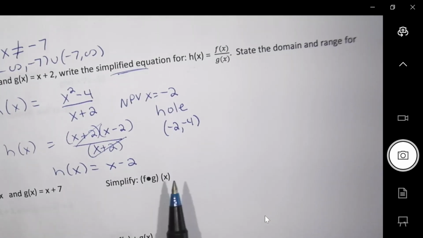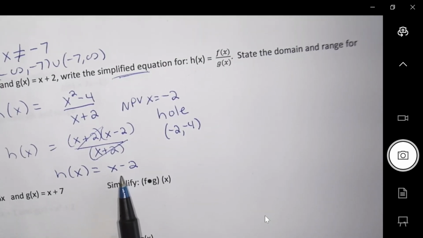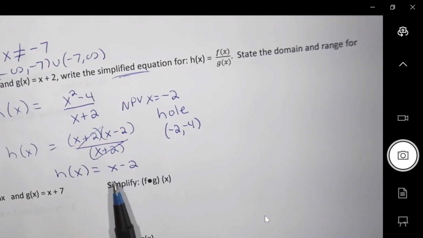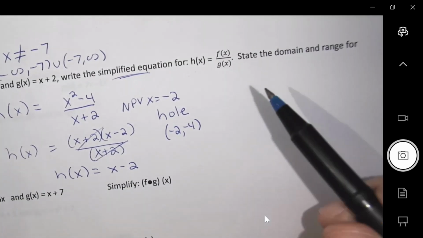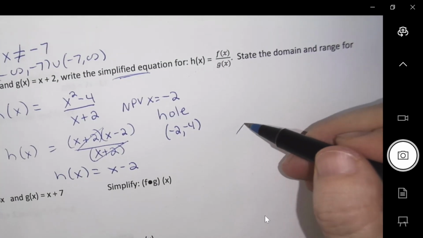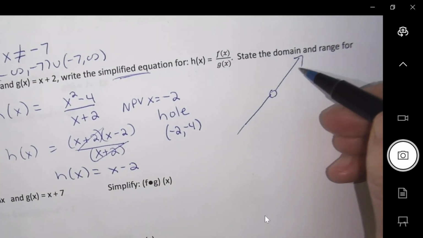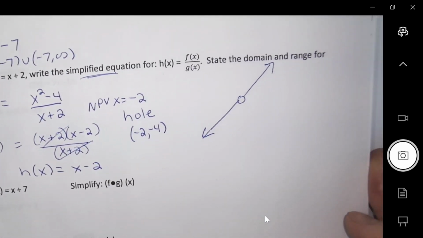So what is this if you graph it? What shape does it make? When you just have an x, what is that shape? It is a line with a hole in it.